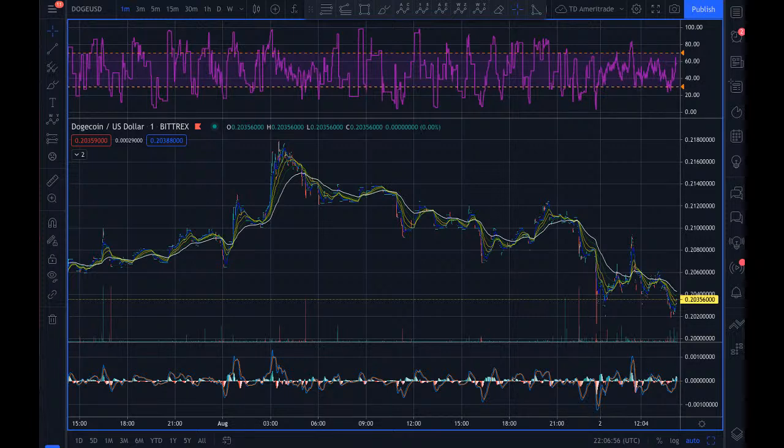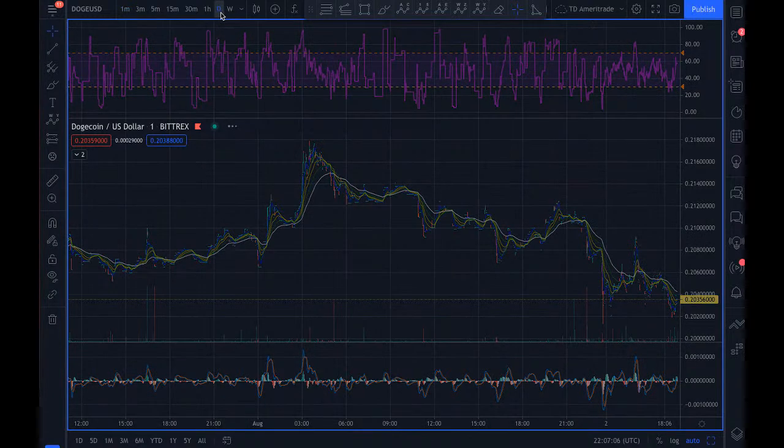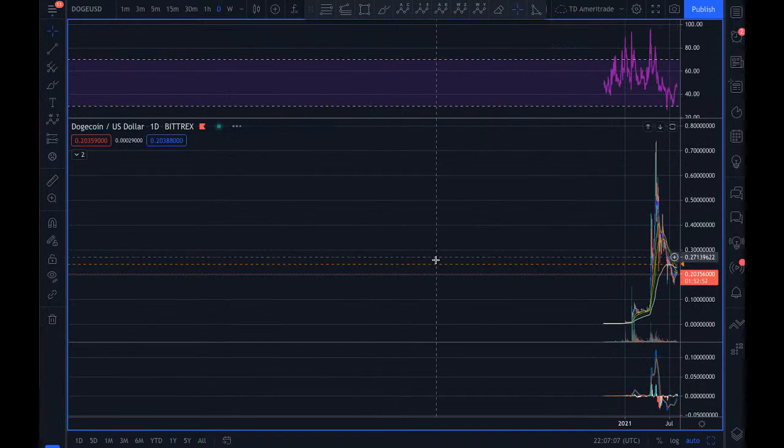Let's get right into it. We'll start with Doge. I'm on the 1 minute chart. I'm going to go to a longer time frame to see the full picture.